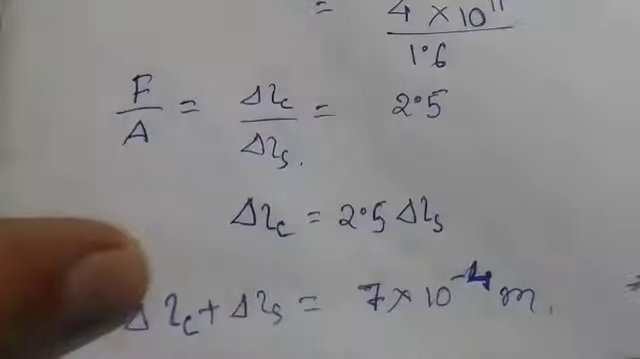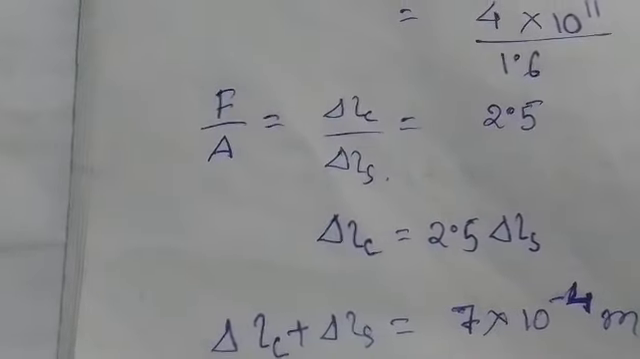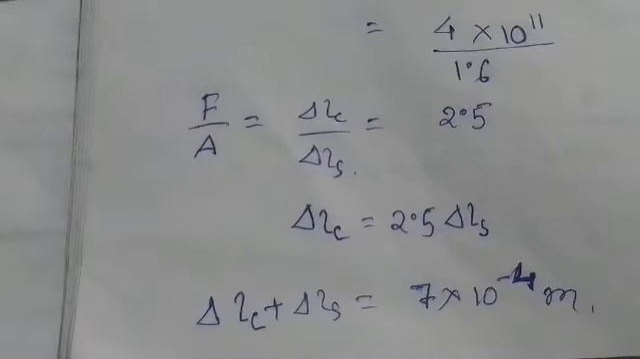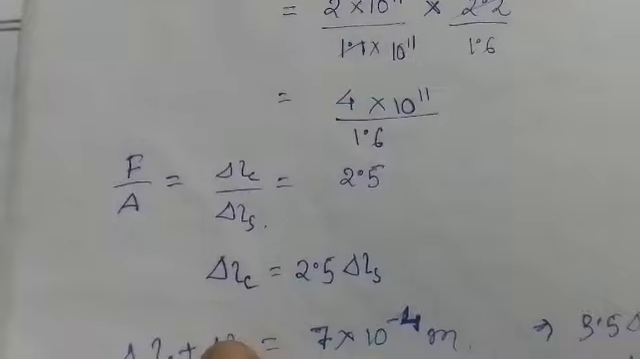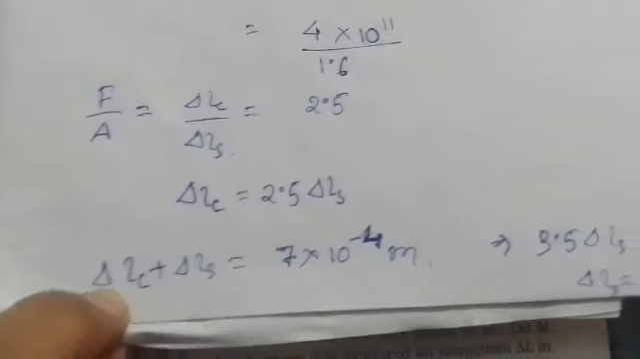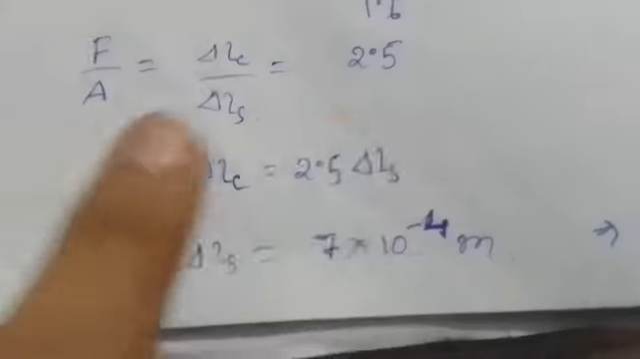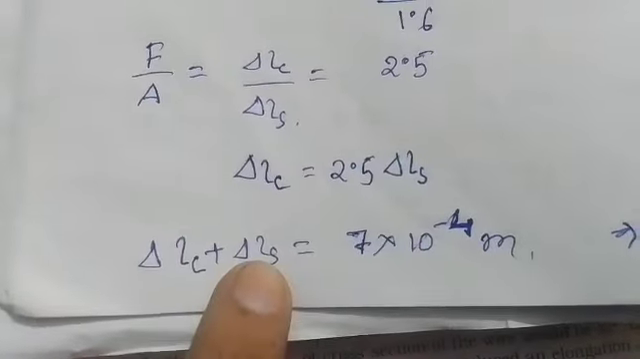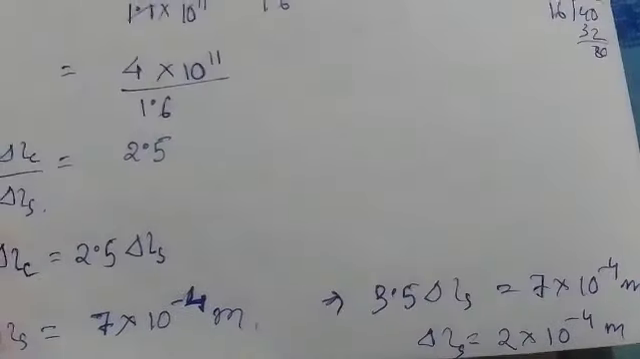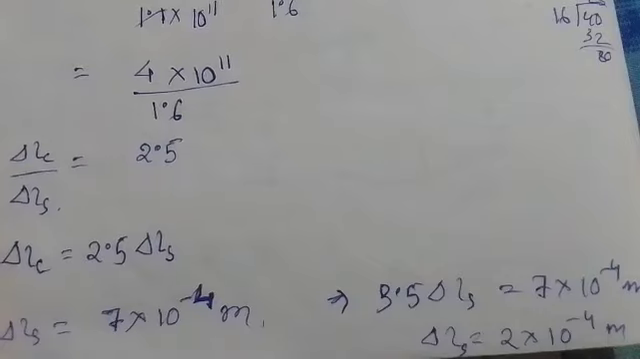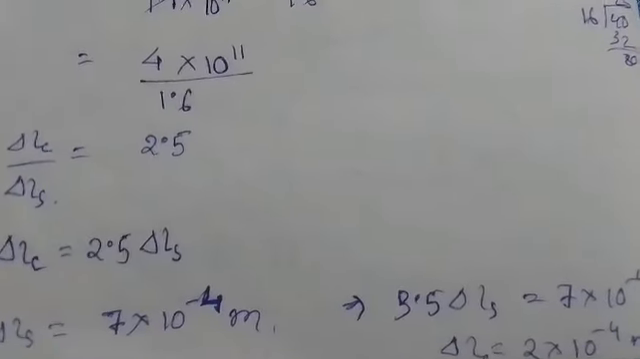Now these two wires added up give 0.70 millimeter. We have already found the value of del LC to be 2.5 del LS. So if we place this value here, we find 3.5 del L of S is equal to 2.5 del LS plus 1 del LS, that is 3.5 del L of S. So we find del L of S to be equal to 2 into 10 to the power minus 4 meter.